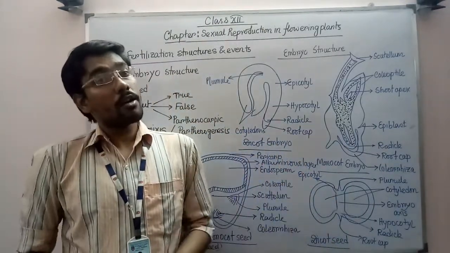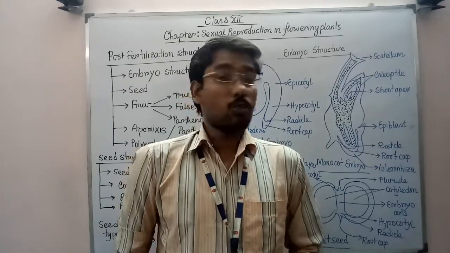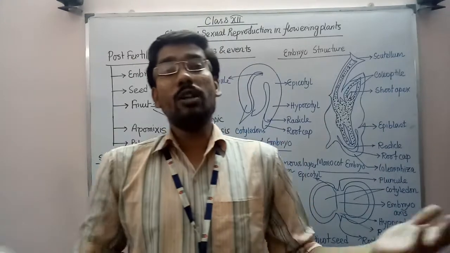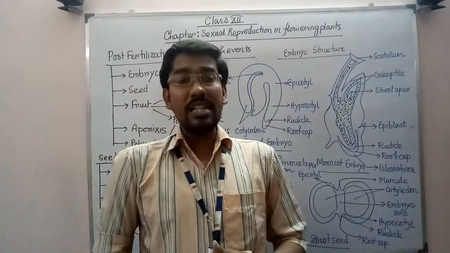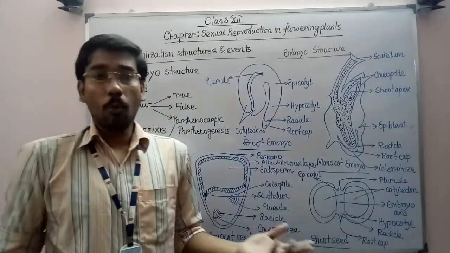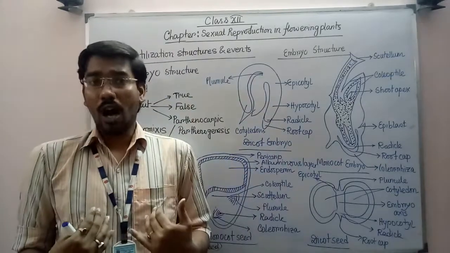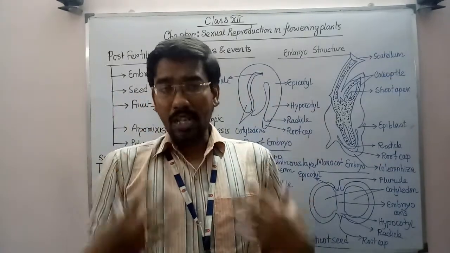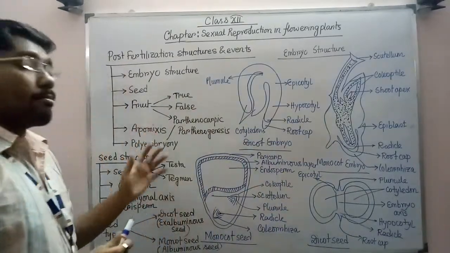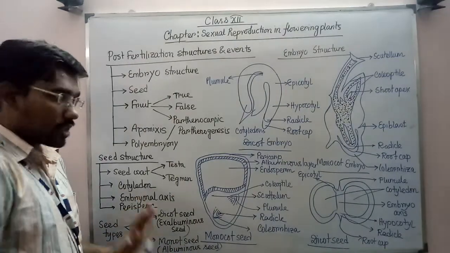Polyembryony also has a very useful role in agricultural science. Why? Because if you get multiple embryos at a time from a single seed, automatically you will be getting multiple plants at a time from a single seed. So polyembryony is always a boon for us, because we are getting multiple plants at a time. Polyembryony is very important, and how the multiple embryos come, I have told just now.